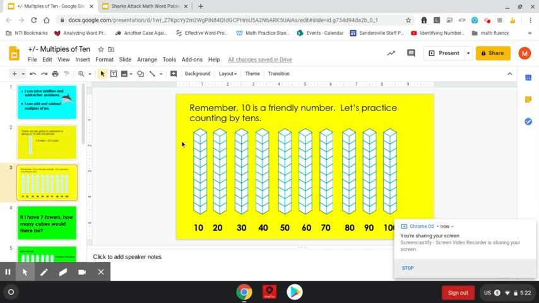Remember, 10 is a friendly number. Let's practice counting by tens together. 10, 20, 30, 40, 50, 60, 70, 80, 90, 100.